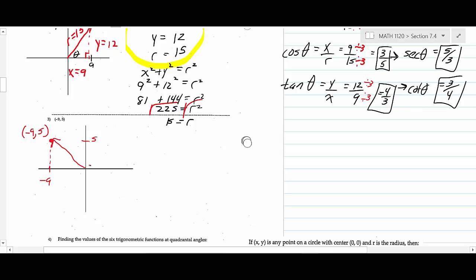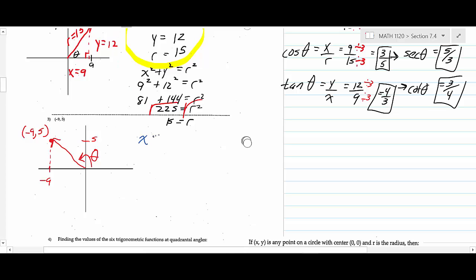So if we go straight down, theta would actually be that angle. It would be the quadrant 2 angle. The definitions are still the same. It's not this angle, that's called a reference angle. That's a little different. Okay, so let's just write down what we have.